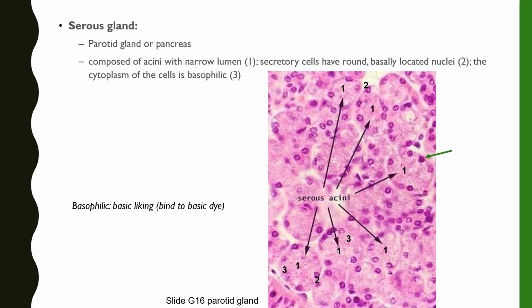First is the serous gland. Example locations are the parotid gland or the pancreas. What is the characteristic of serous gland? First, it is composed of acini with narrow lumen. As you can see from the image below, the single black arrows show you a single unit of serous acini or serous gland. You can't really see the lumen. The lumen, which is the hollow structure, is very narrow. That is the first characteristic of serous gland, narrow lumen.